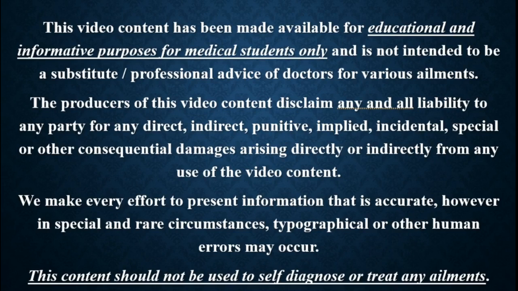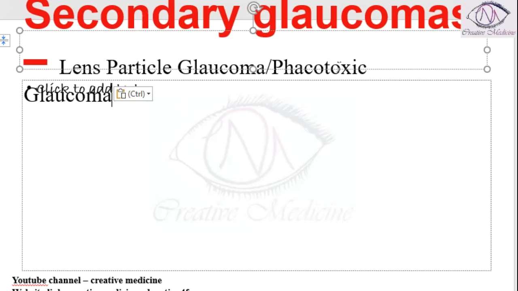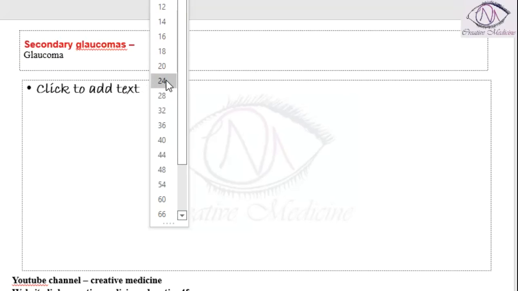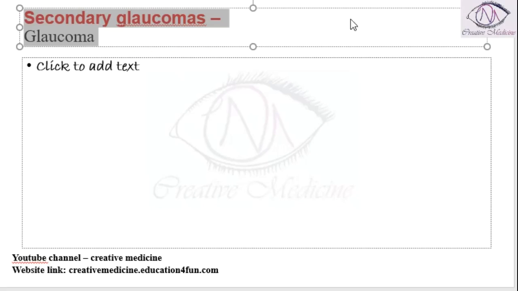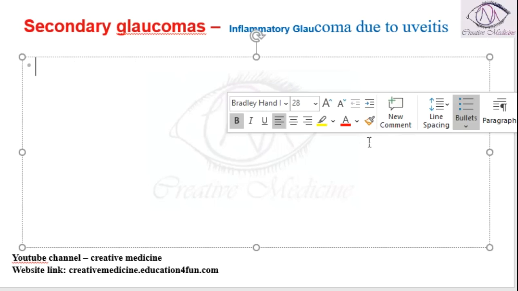In this lecture, we will learn about... Now, in the secondary glaucomas, now we have inflammatory glaucoma. Okay, now this inflammatory glaucoma can be due to uveitis. This is inflammatory glaucoma due to uveitis.